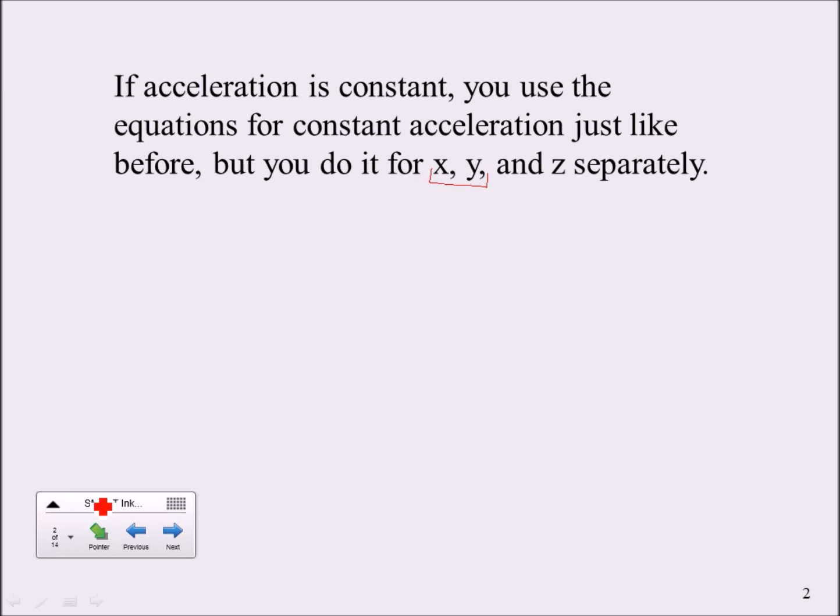And so, just as before, the best way to do things is to set up a table to organize things, listing out all the variables. The difference is you need to do this for both the horizontal and the vertical direction. So you set up a horizontal column, and just like before, you list the initial position, the later position, the initial velocity, the later velocity, the acceleration, and the time.